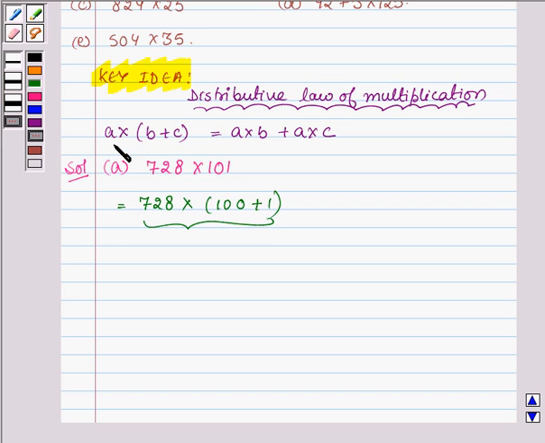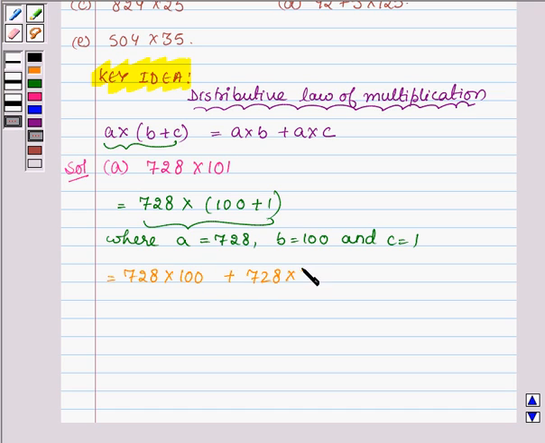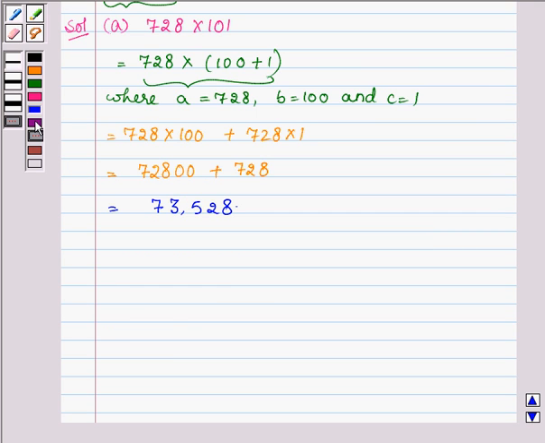Now, on observing this, we find that it is of the form A into B plus C, where A is equal to 728, B is equal to 100 and C is equal to 1. So, on applying the distributive law, we have 728 into 100 plus 728 into 1, which is equal to, on multiplying 728 with 100, we get 72800, plus on multiplying 728 with 1, we get 728, which is equal to 73528. And hence the answer of the first part is 73528. So this completes the first part.